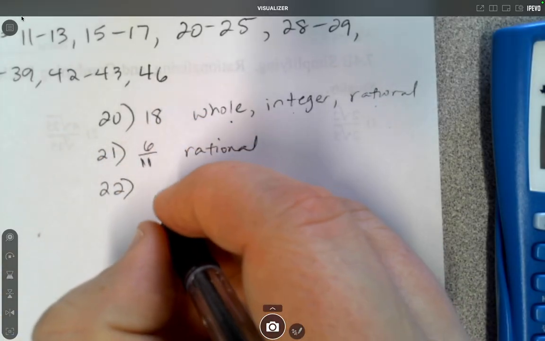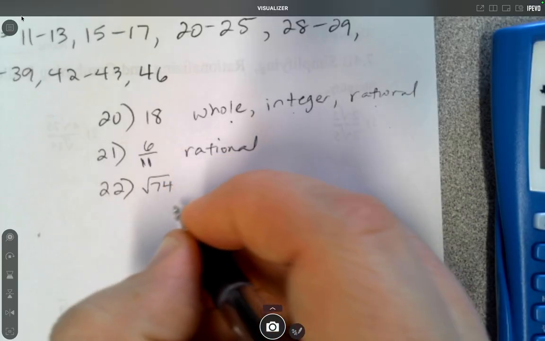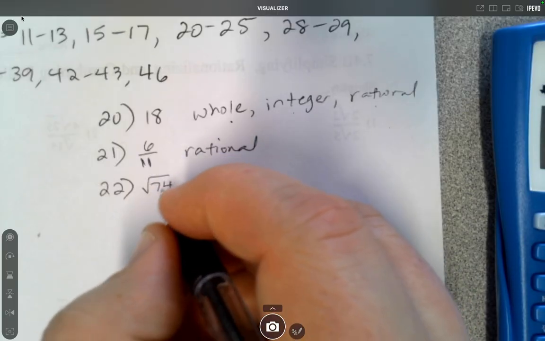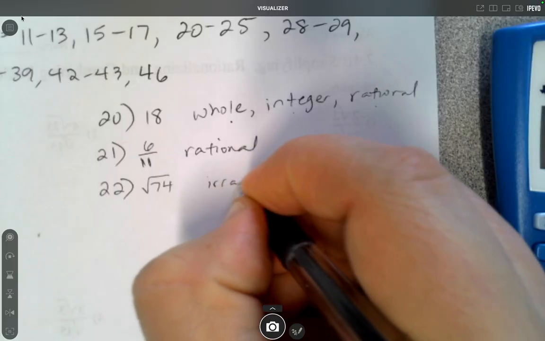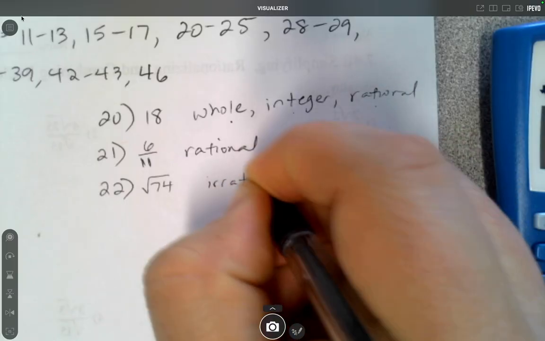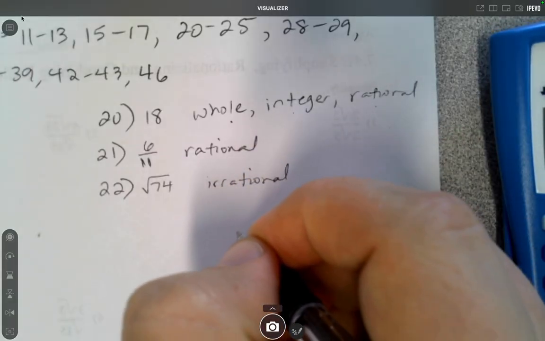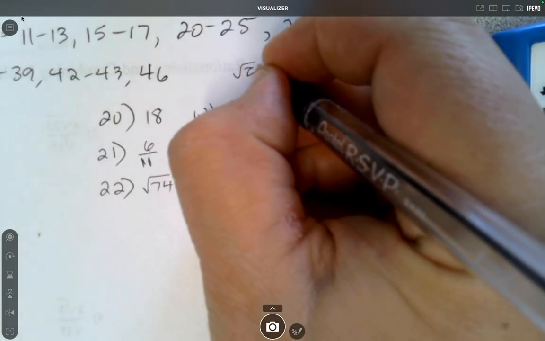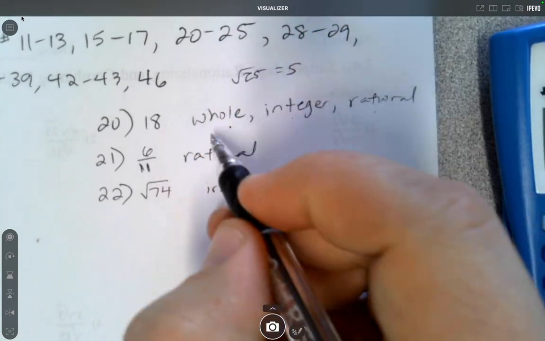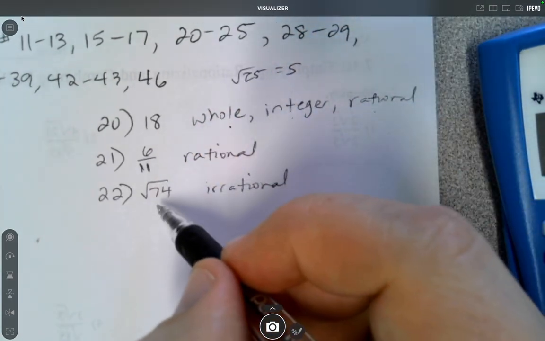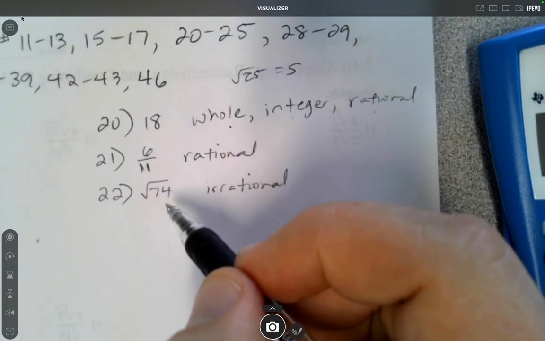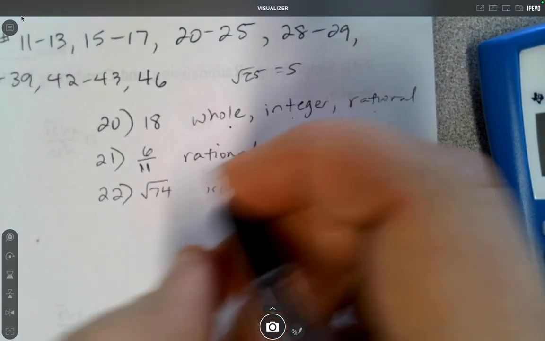But 22, that's the square root of 74, that's not a perfect square. Unless it's a perfect square, square roots are irrational. The only things you have to remember are irrational are square roots that aren't perfect, like square root of 25, that's 5. So that would be all these things. But square root of 74 doesn't come out to a whole number, so this is irrational. Pi is also irrational.